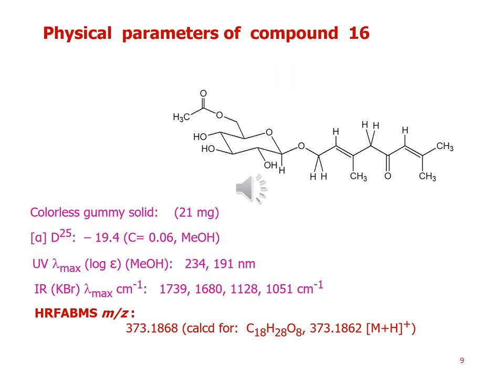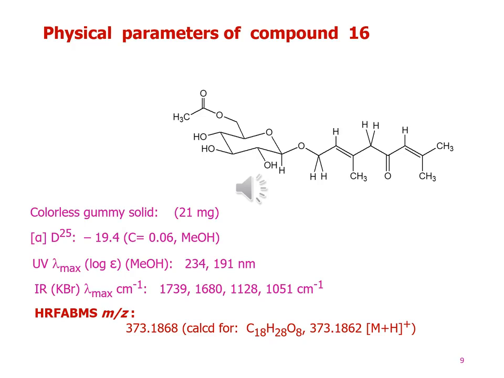Now we discuss the physical parameters of compound 16. This molecule is a monoterpene glycoside and it was isolated as a colorless gummy solid. The weight of this molecule was 21 mg. The specific rotation of this molecule was taken in methanol at concentration 0.06 and was minus 19.4. The UV absorption was taken in methanol, which showed absorption at 234 and 191 nanometers respectively.